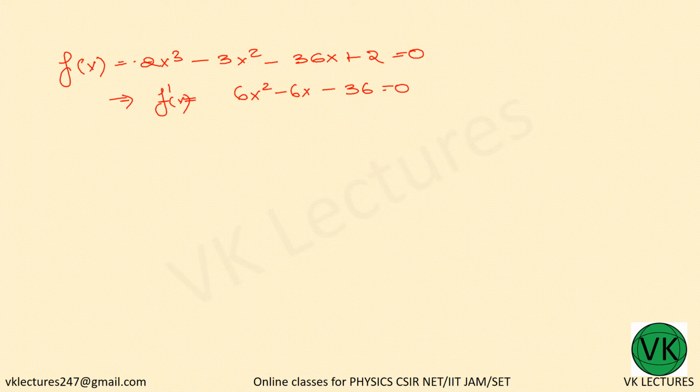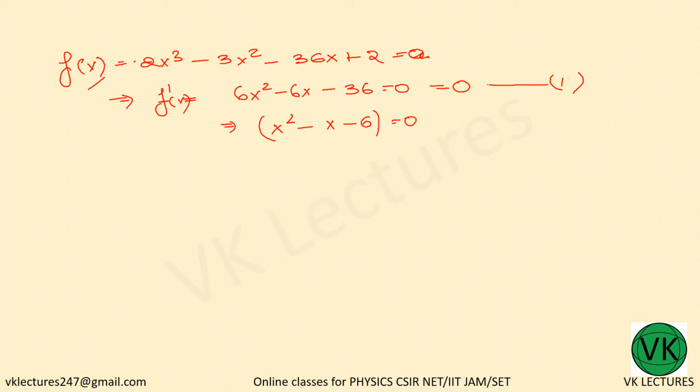Okay, I have to put it equal to 0. First derivative should be equal to 0. Now this need not be equal to 0, this is just a function. So when I put the first derivative equal to 0, this must be your first equation. Now from this I can take 6 outside and make it x square minus x minus 6, equal to 0.